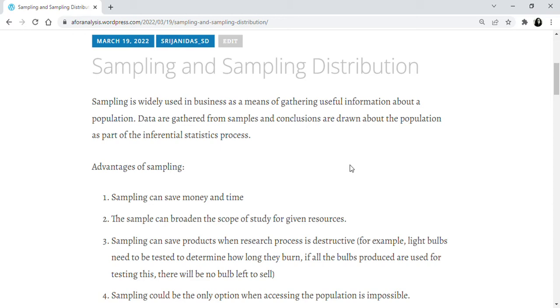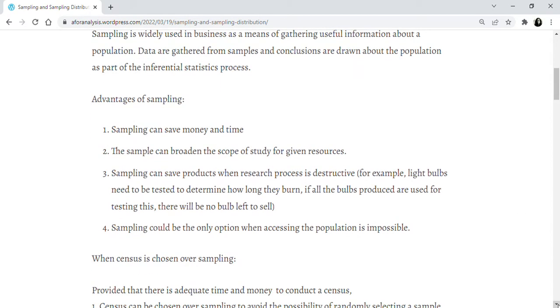There are a few advantages of sampling as mentioned here. Number one, sampling can save a lot of money and time, because of course we are not gathering information about each and every entity of the population. Rather, we are gathering information only for a small number of entities. Number two, the sample can broaden the scope of study for given resources, because we are making the number of entities small, so it is possible to explore more things for those small number of entities.